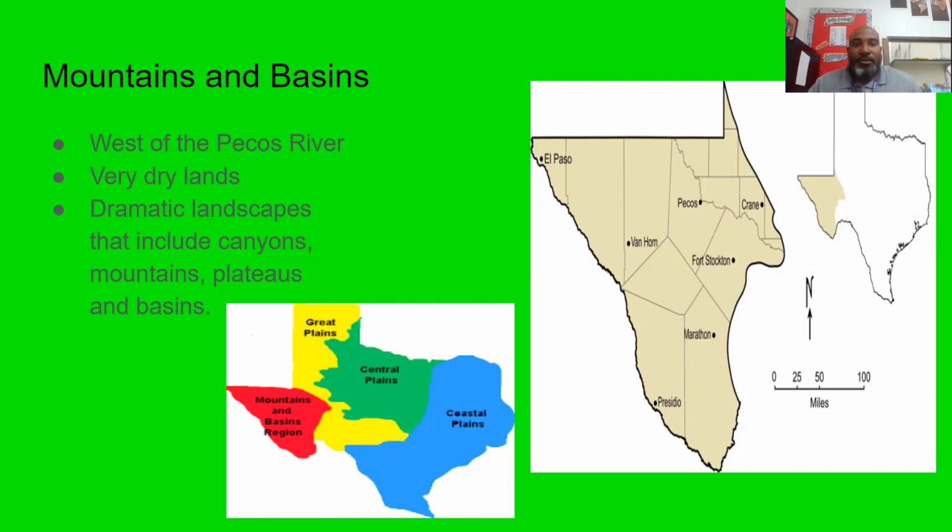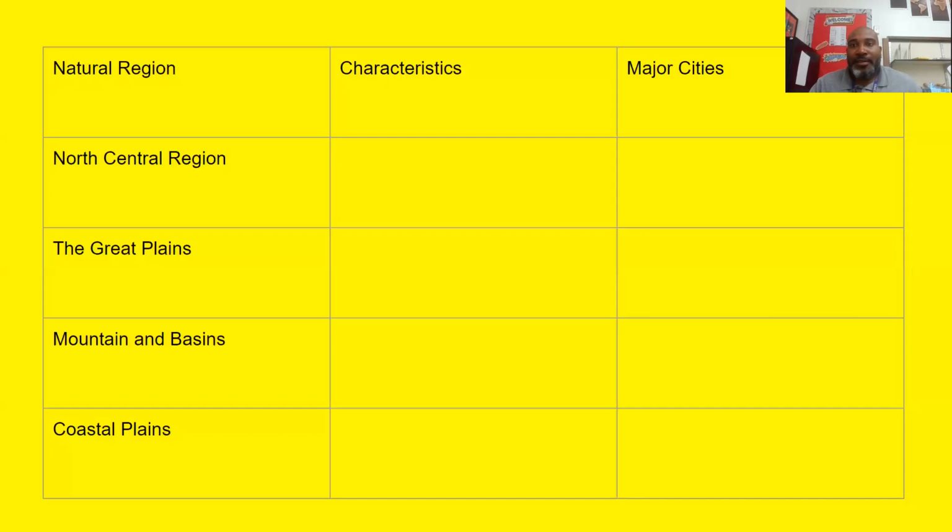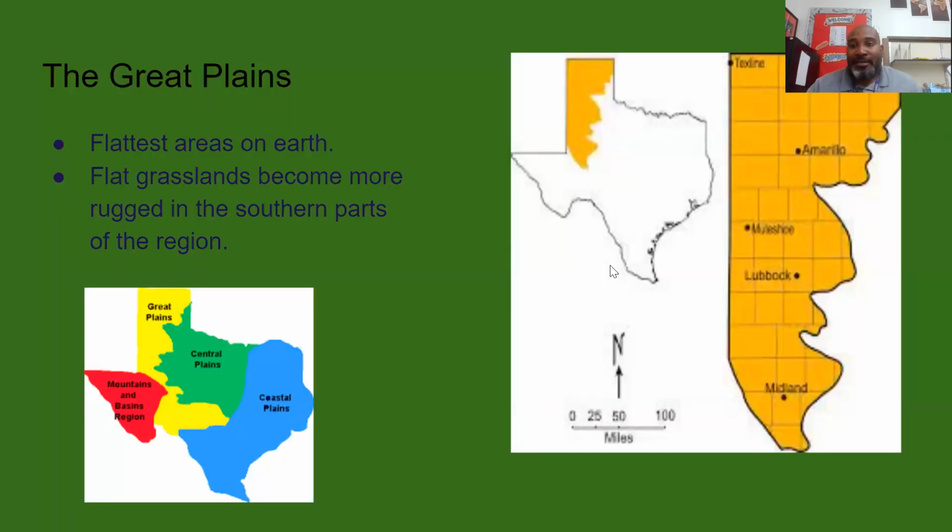All right, so go ahead and finish that chart that I did here. You should have your cities listed and you should have your characteristics listed. So that's how we're going to end our assignment today. You'll have a brief quiz to close it off.